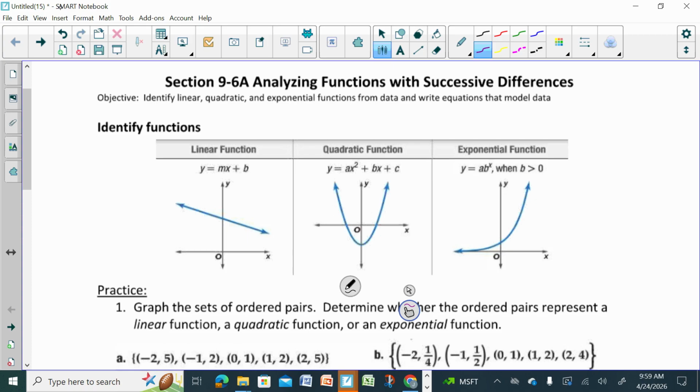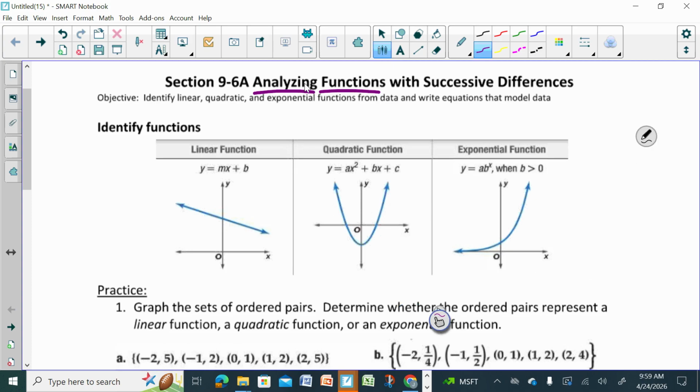All right, these are your 9-6A notes. Basically, this whole section is a lot of thinking. That's why it says analyzing. We're going to analyze all of the functions that we have been introduced to in Algebra 1.